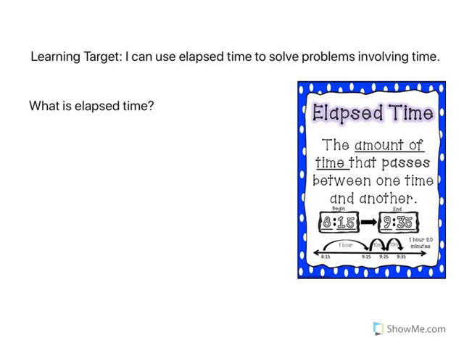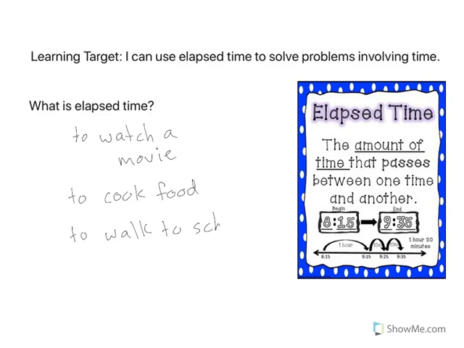So first, let's quickly review: what is elapsed time? Elapsed time is the amount of time that passes between one time and another. So it could be the time it takes to watch a movie. It could be the time it takes to cook your food or your dinner. It could be the time it takes to walk to school. Those are all types of elapsed time. That's when you would need to know elapsed time.